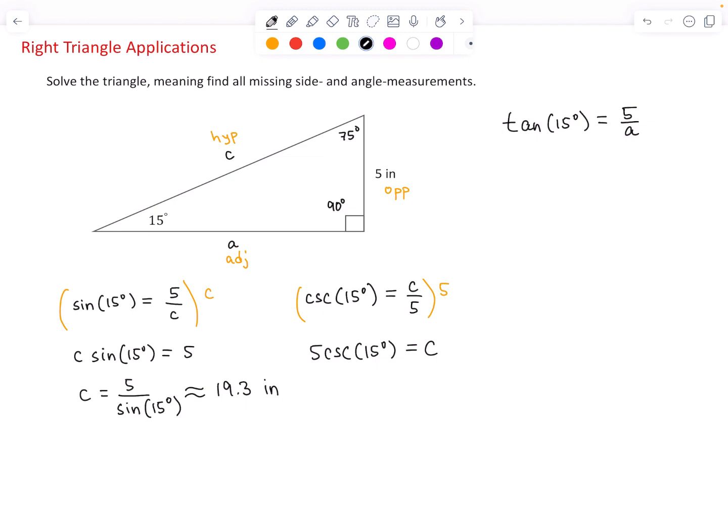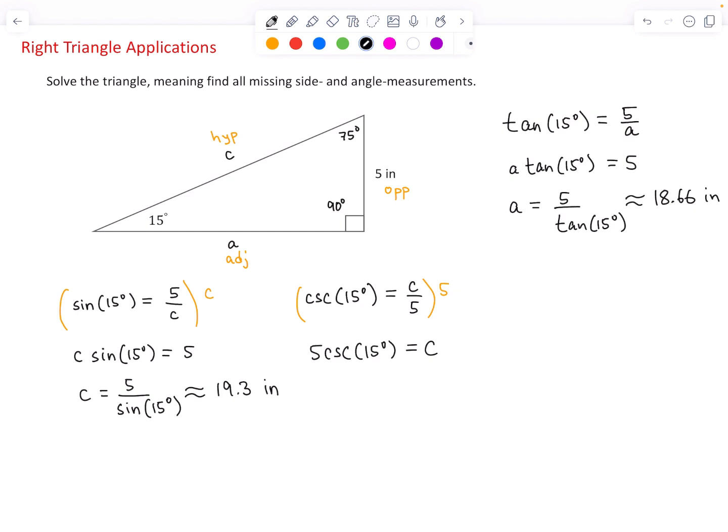So I'm going to multiply A to both sides, and that will give me A tangent 15 degrees is 5, and now divide both sides by tangent 15 degrees, and then reach for the calculator. Again, make sure you're in degree mode, and we get about 18.66. That would be measured in inches. And now we have completed the triangle. We have solved it, meaning we have found all the missing side and angle measurements.